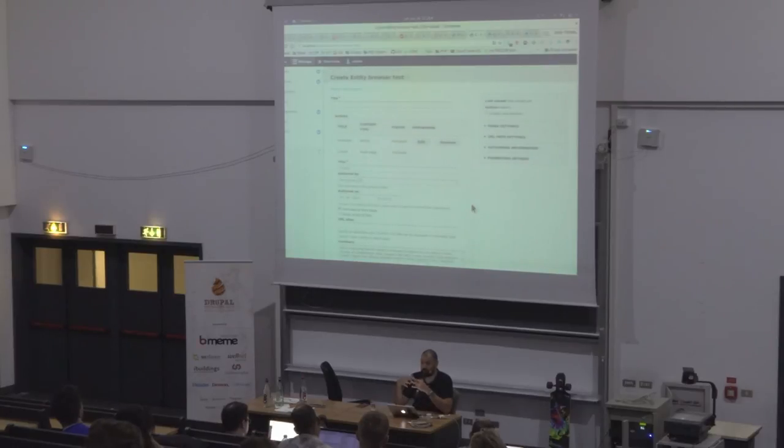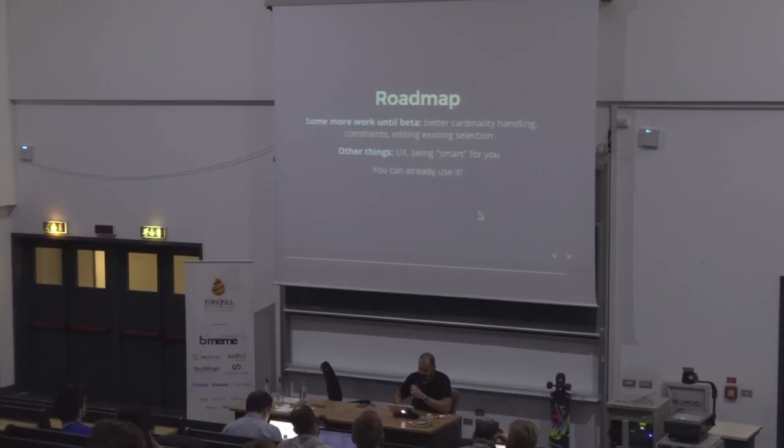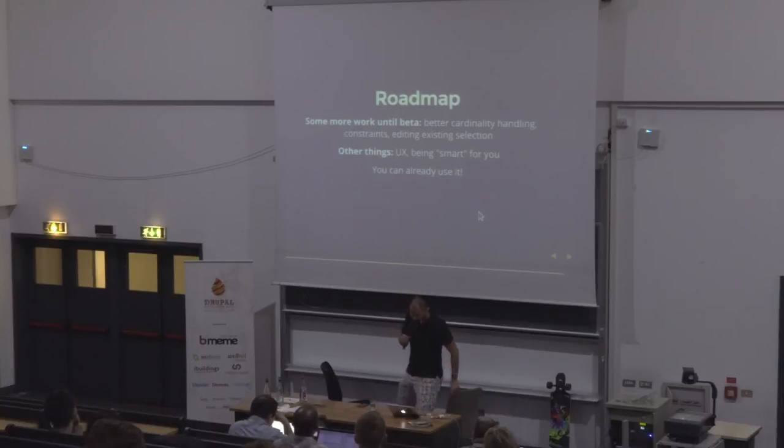There are a lot of possibilities, but we still need to explore how we will be using these possibilities to deliver the best experience for content creators. So, roadmap. Currently, we're in alpha 5 or 4, something like that. We still have a few things that we want to do until beta.